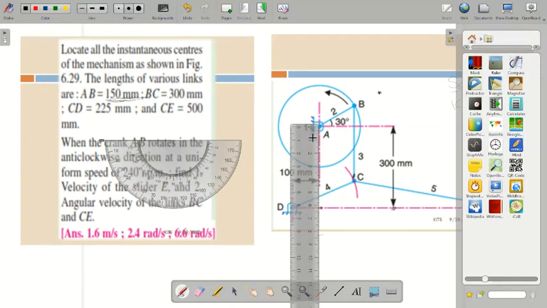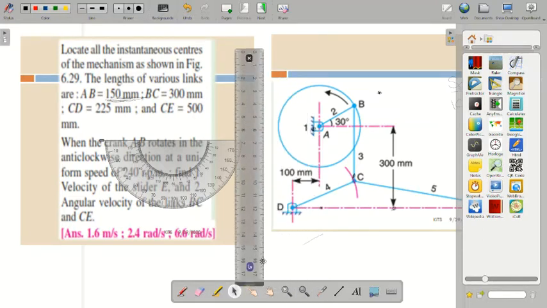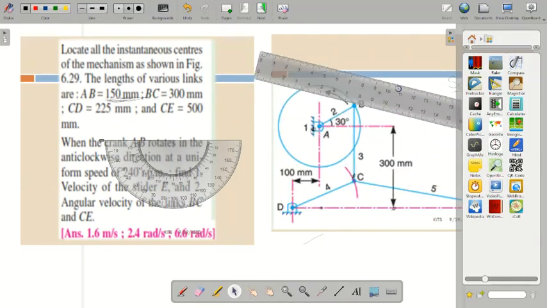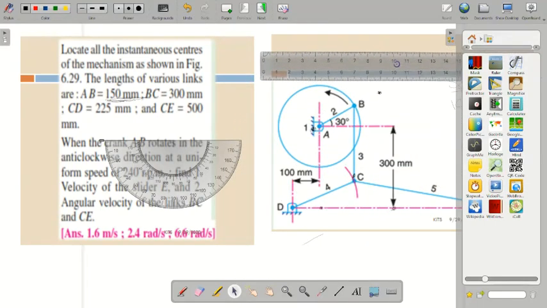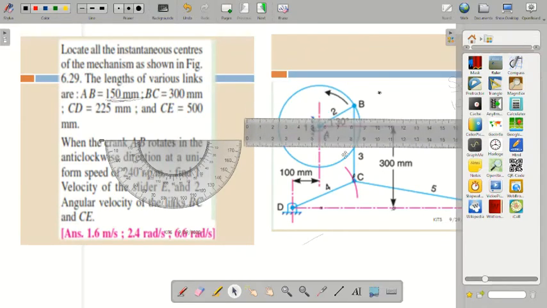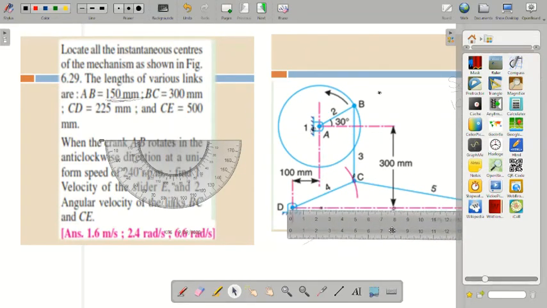Now rotate your scale like this and keep it here. Connect both the points. Draw a reference line. There is no limit for drawing a reference line. Draw a long reference line like this. There is no dimension for a reference line. You just draw a long reference line.